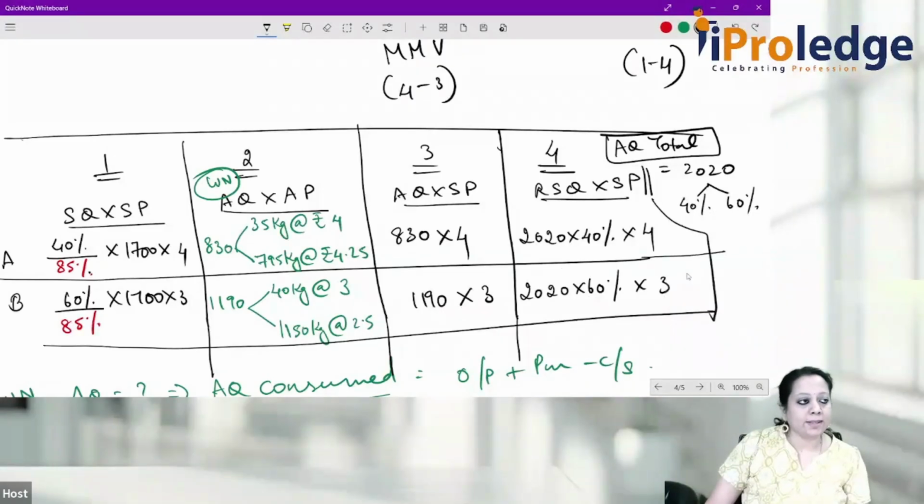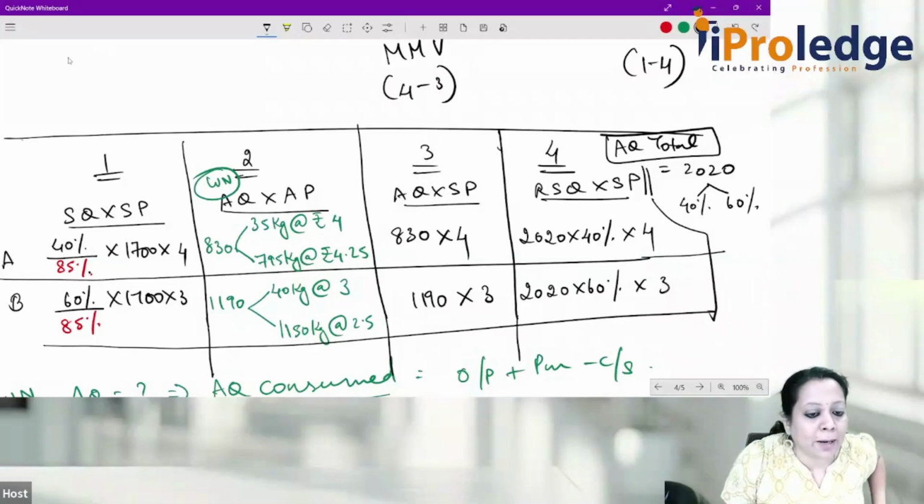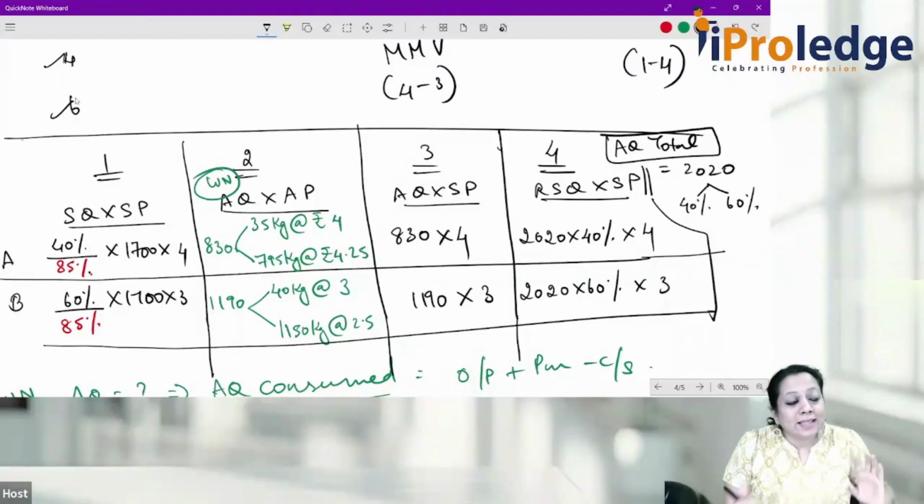One minute, all of you, please listen to me. Sometimes students tell me, ma'am, I'm getting confused whether I should use normal loss here. See, we are actually talking about revised standard quantity. That means I'm talking about the standard proportion, for example wheels and six seats have to go to the car. I'm not talking about the normal loss. Is the proportion maintained in the output? That is what I'm saying.